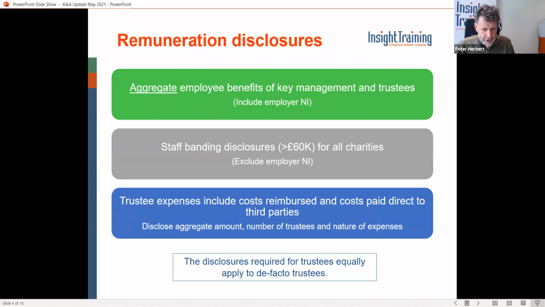As the slide says, the disclosure requirements required for trustees relate equally to de facto trustees. De facto trustees effectively is where someone is in a trustee role without formally being one. And yes, where disclosures are required for trustees, if they're de facto trustees, they're in scope as well. I always think the concept of a de facto trustee is akin to a shadow director in an ordinary trading company.